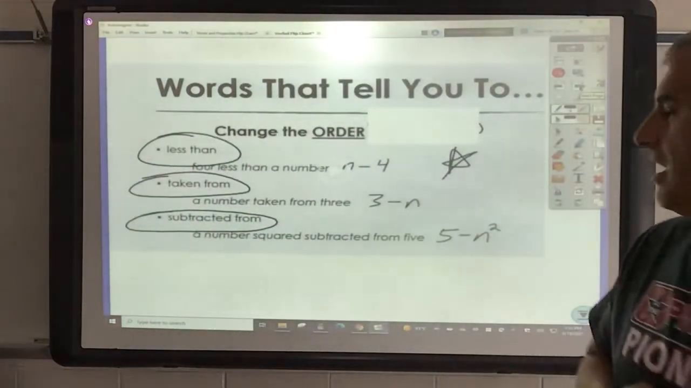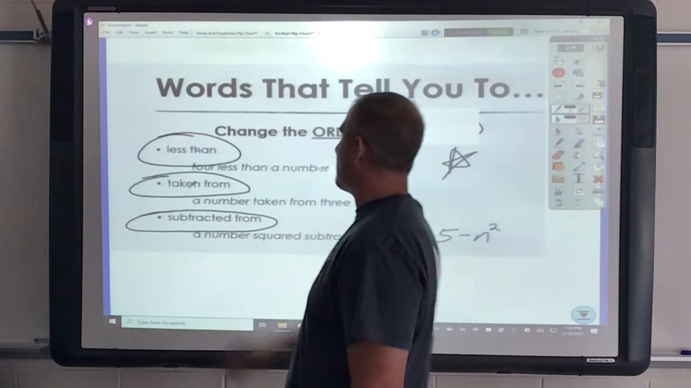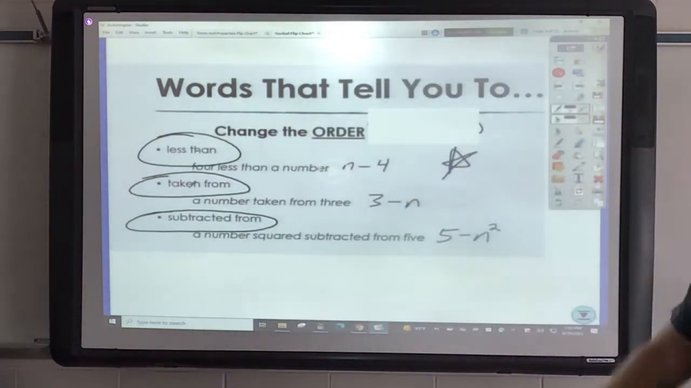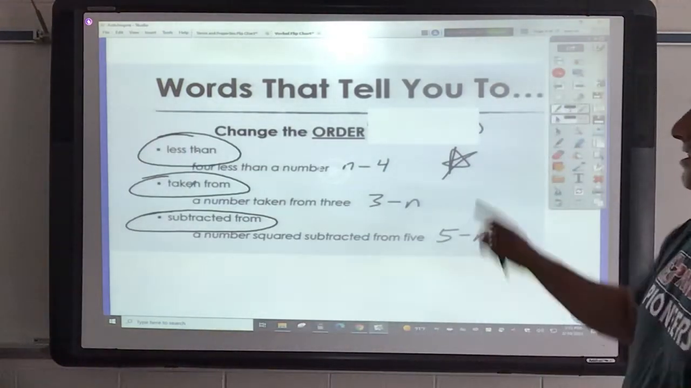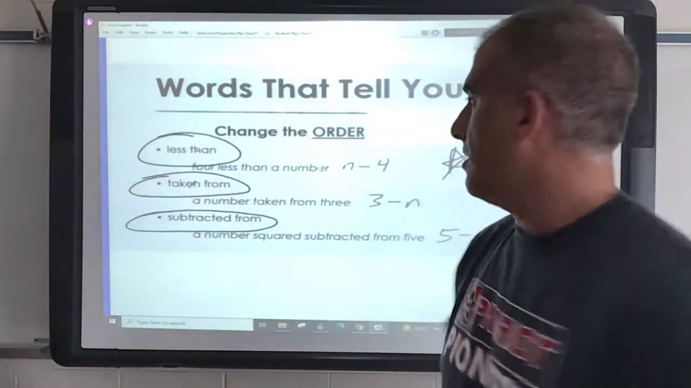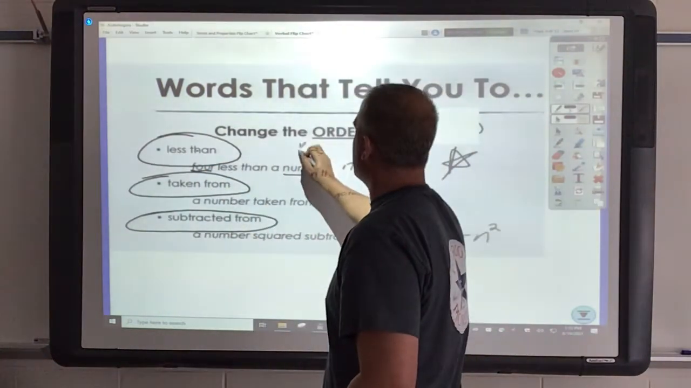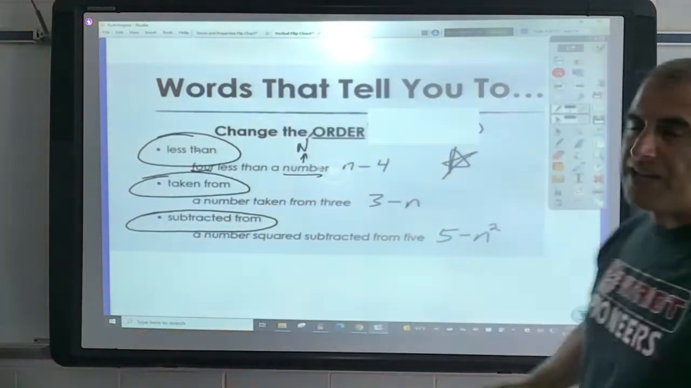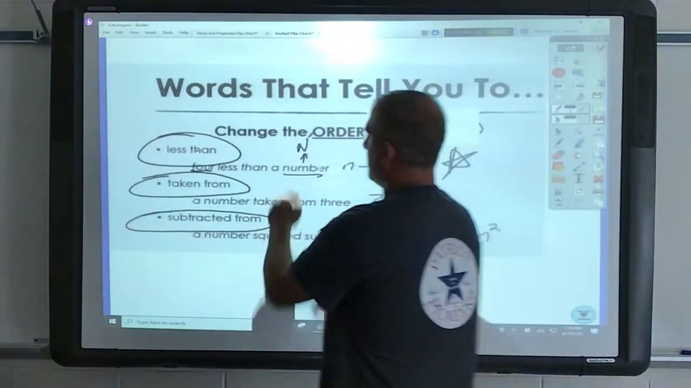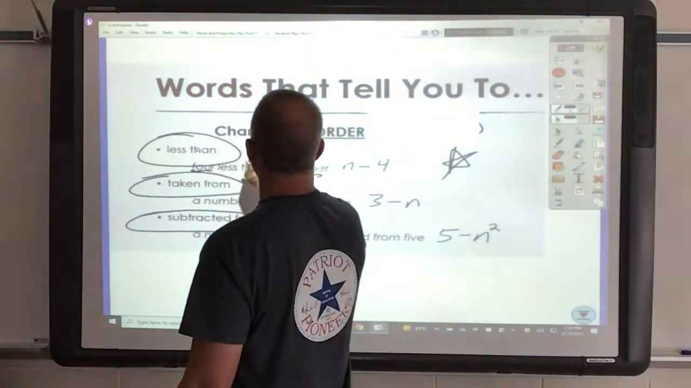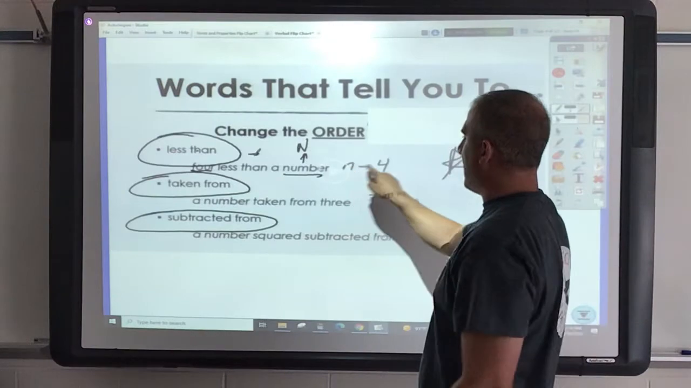If you ever see the words less than, taken from, or subtracted by, what that does, like if we read this expression, it says 4 less than a number. Less than we know is going to be subtraction. So you have 4, and then you've got a number. Now a number is just n, or x, any variable that you really want. So this is 4 less than, so it would look like 4 minus n. But when you see the word less than, the order switches. So it's n minus 4.